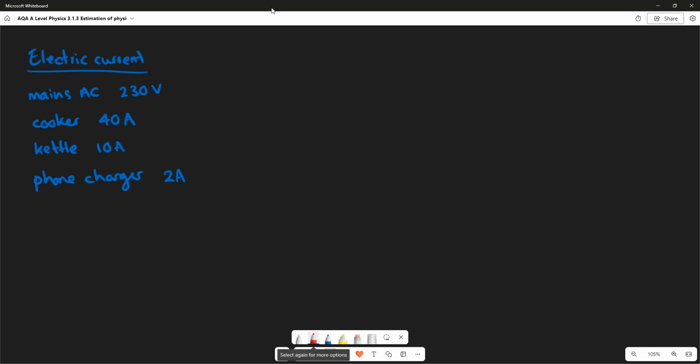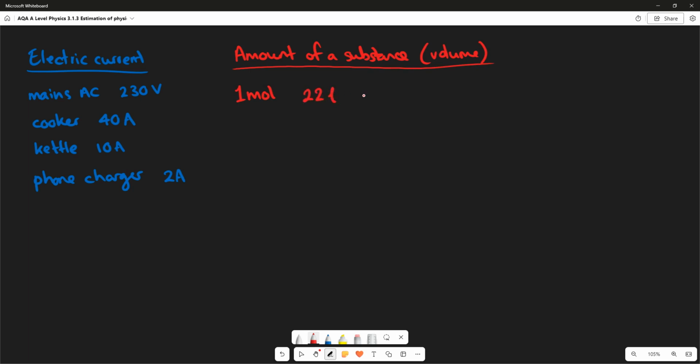And last one, let's talk about the amount of substance, which is usually measured in moles. So amount of a substance, or volume. 1 mole takes up a space of about 22 litres at standard temperature and pressure. So 1 mole of gas, essentially it's a large box. It's the sort of box that a computer monitor screen would come in if it was being delivered through the post. So a decent sized box.